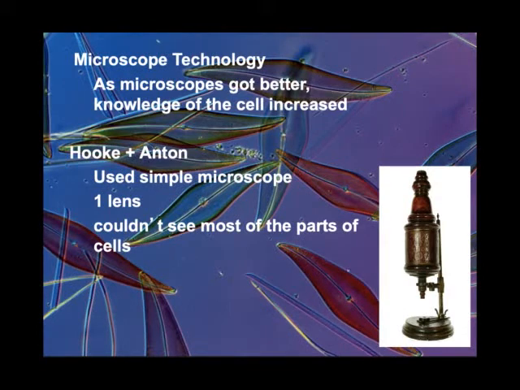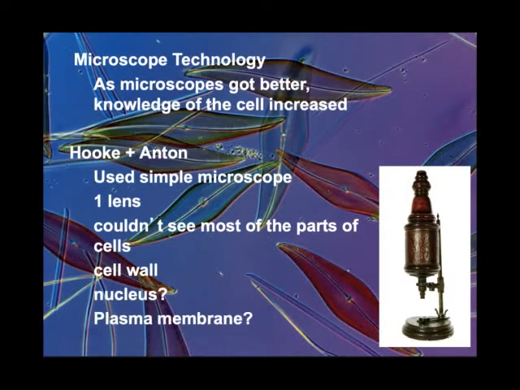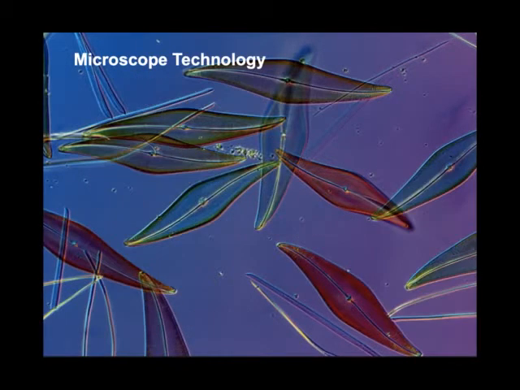Couldn't see most parts of the cells. Some things that they could see were cell walls, obviously, because Robert Hooke named cells because he saw the cell wall. Maybe you could see a nucleus, maybe a plasma membrane, who knows? But it had to be something pretty big for you to be able to see it with this simple microscope that Anton and Robert were using.